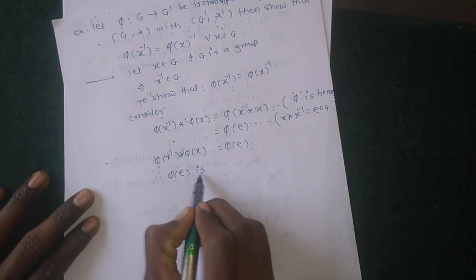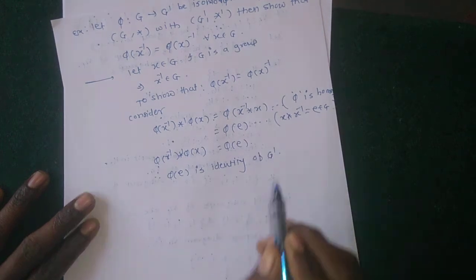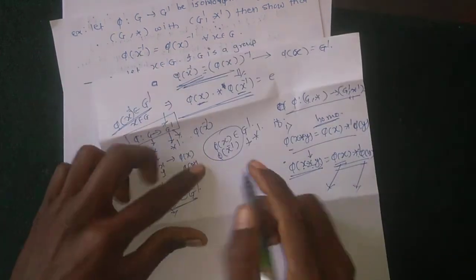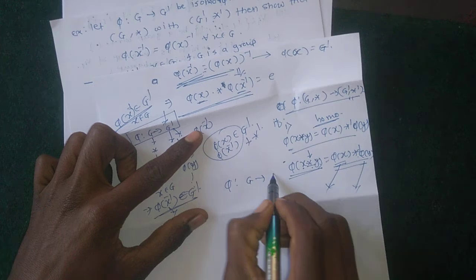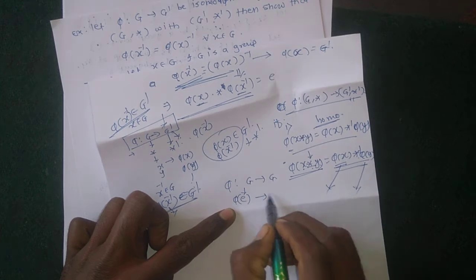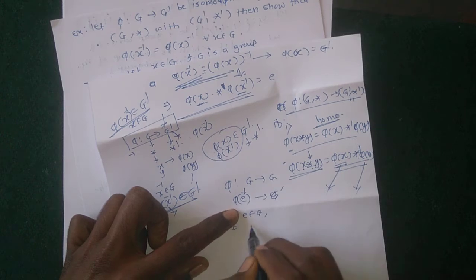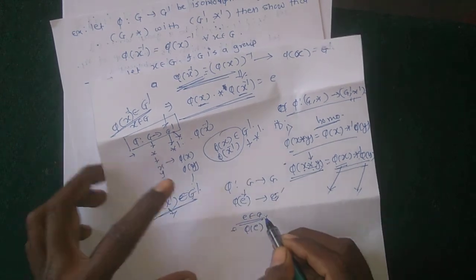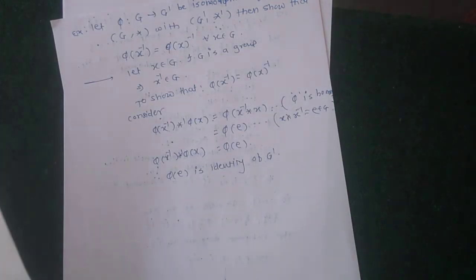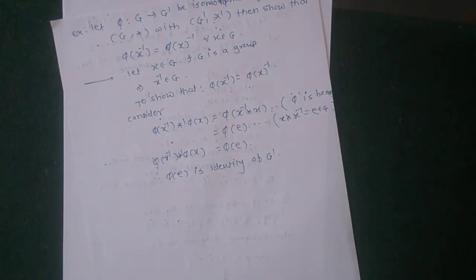Therefore phi of p is identity of G dash. Why? Because phi is a one-one function, which means if e belongs to G, then phi of e is also the identity of G dash. e belongs to G, which implies that phi of e is identity of G dash, because phi is a one-one function. Because phi is an isomorphism, which means one-one, onto and homomorphism.